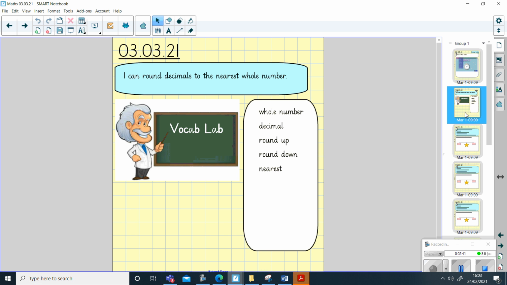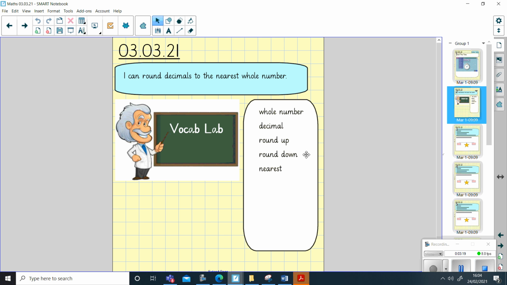Okay, so yesterday we looked at decimals and we looked at ordering, so putting them in order, usually smallest to largest, and we also looked at comparing them using the greater than and less than symbol. Today we're going to round decimals to the nearest whole number. So whole numbers are numbers like 56, 73, 9, so a number that doesn't have a decimal point after it. So we're looking at whole numbers, decimals, we're rounding up and rounding down, and we're thinking about the nearest whole number.